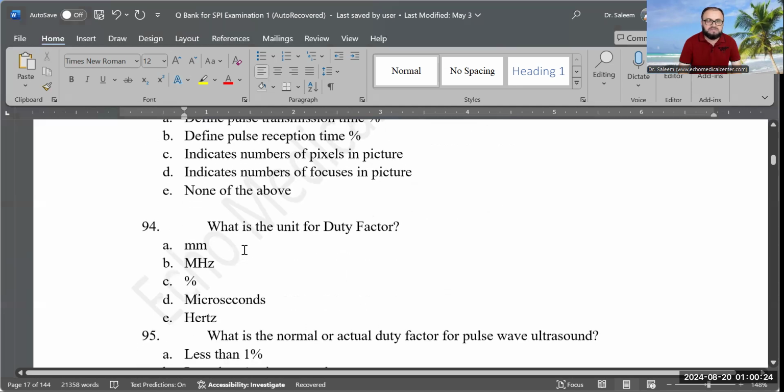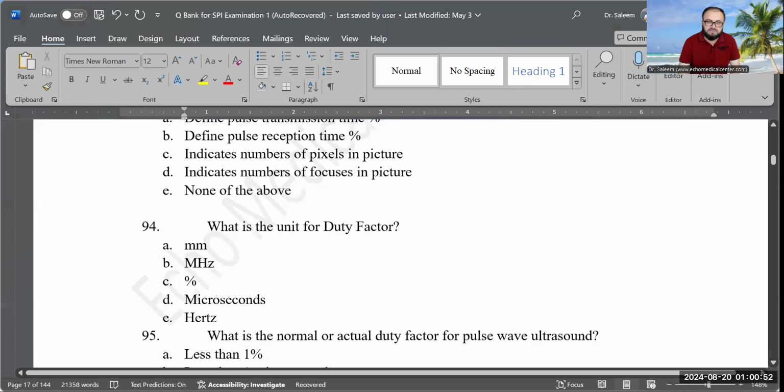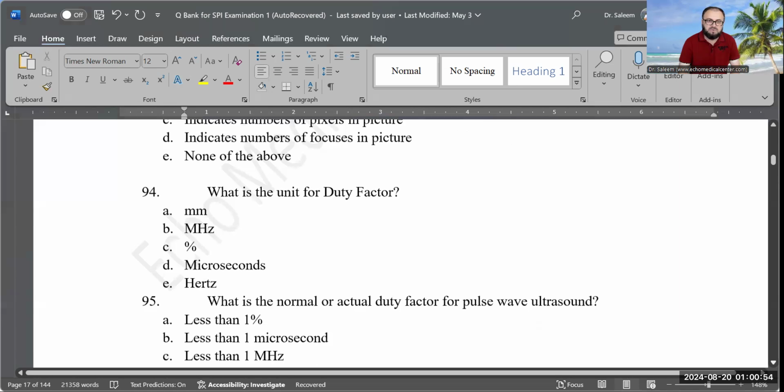What is the unit for duty factor? What unit is used for the duty factor? Is it millimeter, megahertz, percentage, microseconds, or hertz? Exactly, just as we had in the above question, it is the percentage. C is the correct answer, because you're looking for the PD divided by PRP times 100, and that times 100 makes it a percentage. Good job. Okay, next question.